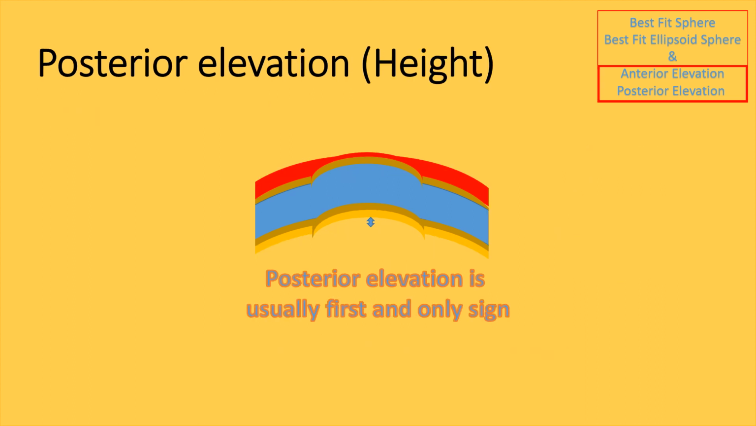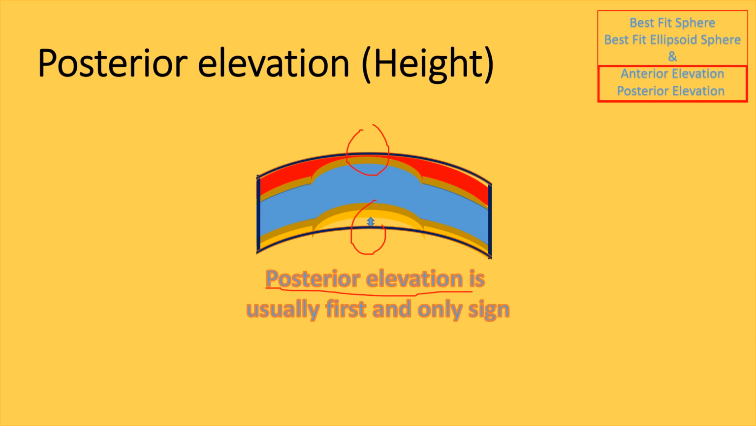Look at another cornea. Let me put the best fit sphere on it, and look at that. There is a posterior elevation, but there is no anterior elevation seen here. This is a case of early keratoconus, so the posterior elevation could be the only and the first sign of keratoconus, which we name posterior keratoconus. In this cornea there was elevation anteriorly, but because of the thinning of the epithelium that was compensated. So this is the concept of anterior and posterior elevations.